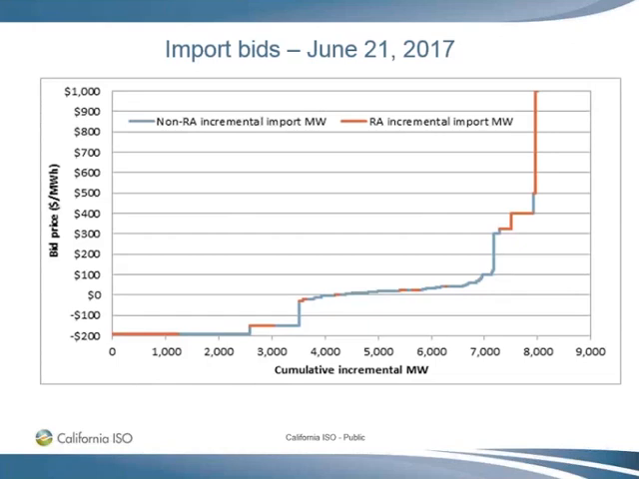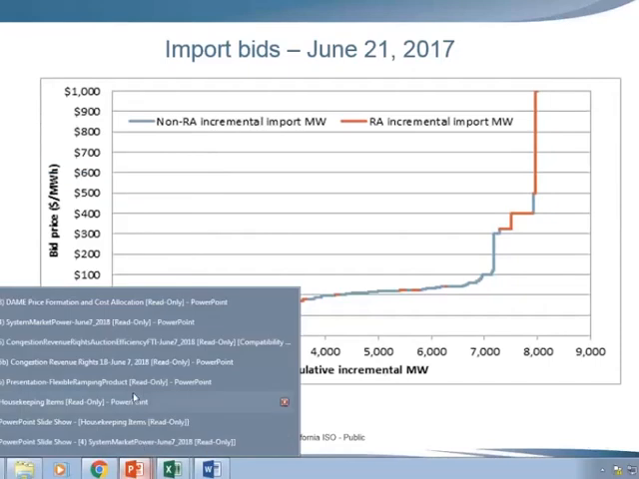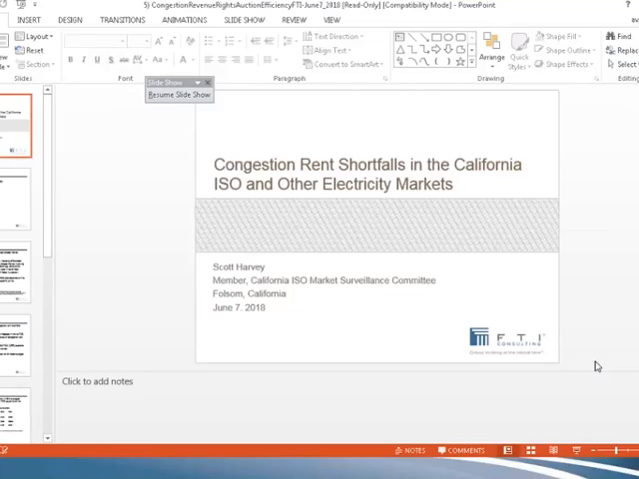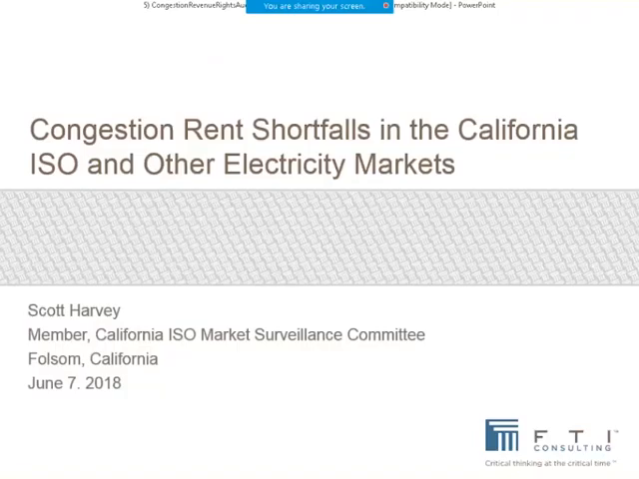Well, thank you very much. Okay, thank you. So at this time, we're going to get to the next agenda item, which is the Track 1B Congestion Revenue Rights Auction Efficiency discussion. We have two presentations. One, Scott is going to emphasize the congestion rent shortfalls and revenue inadequacy, show some data from other markets, and then we're also in the process of developing an opinion on Track 1B, and Jim has a presentation, some thoughts on that.